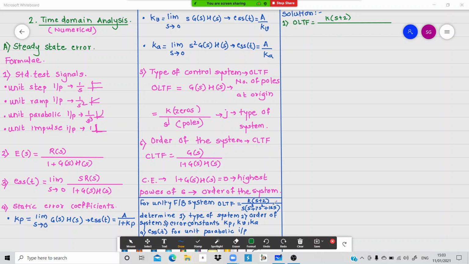So very well I can take S common, so it is going to be S square, S square plus 7S plus 12. So you can see that s raised to j, K, some zeros, some poles, factors, definitely we can have factors for this, but the separate s that you are having at origin, s raised to 2 is there, so the value of j is 2, so it is a type 2 system.